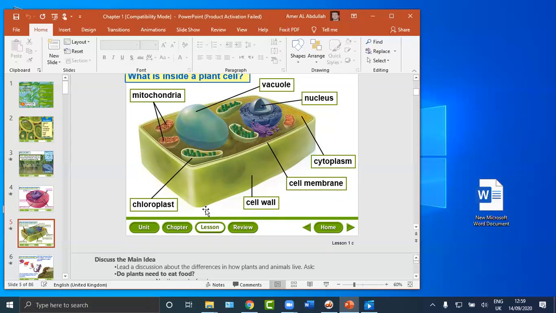Now the question: which cell has a stronger outer covering, a plant cell or an animal cell? Let me hear answers. Abdurrahman Wazir. Plant cell. Excellent. You did well. Perfect, because the plant cell has the cell wall and the cell membrane. Thank you so much.